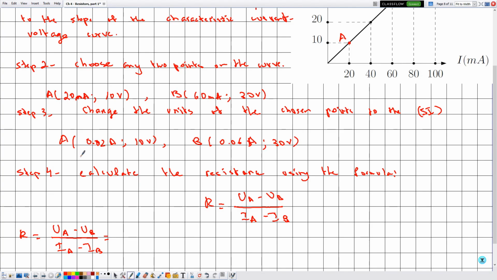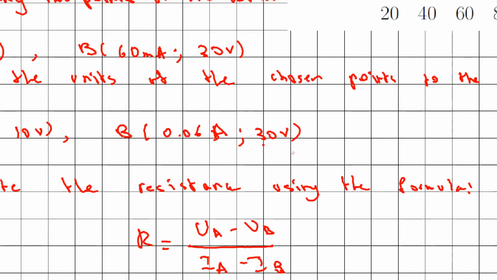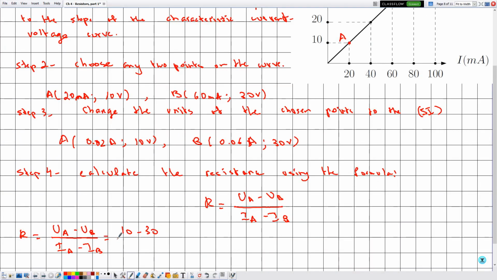Now the voltage of the point A is given by 10 and the voltage of the point B is given by 30, and we can know this from the units. Now the current of the point A is given by 0.02 minus the current of the point B, which is given by 0.06. This will give us minus 20 divided by minus 0.04. Now minus goes out with minus. This will give us 20 divided by 0.04. Plugging this on the calculator will give us 500.